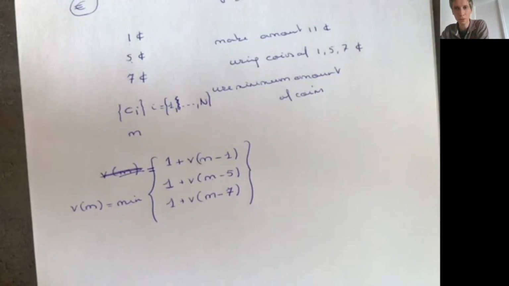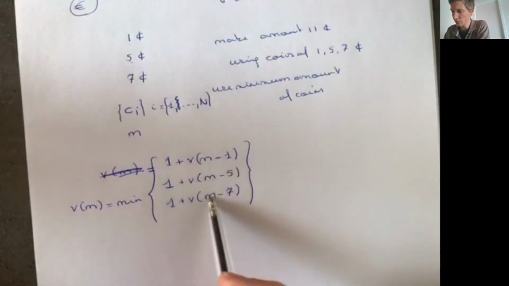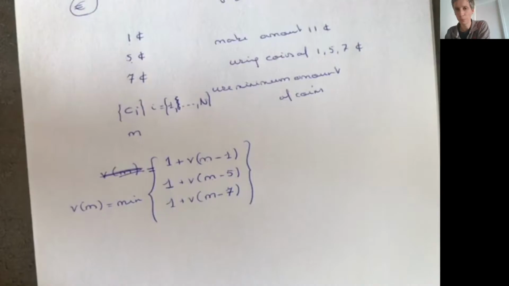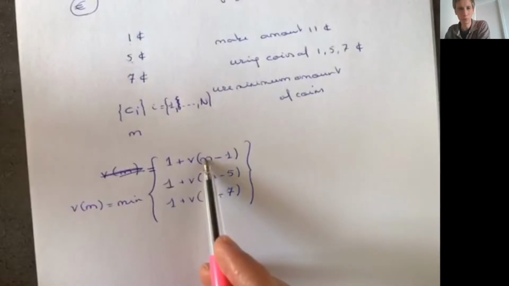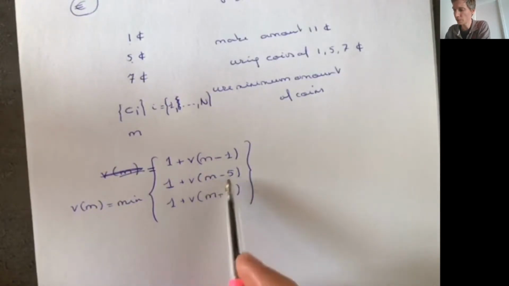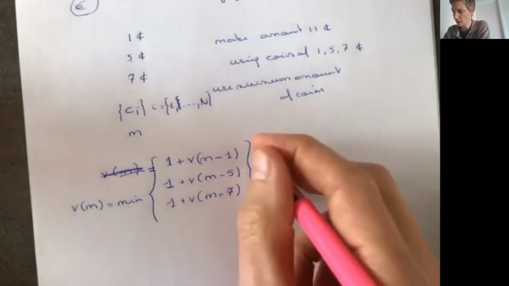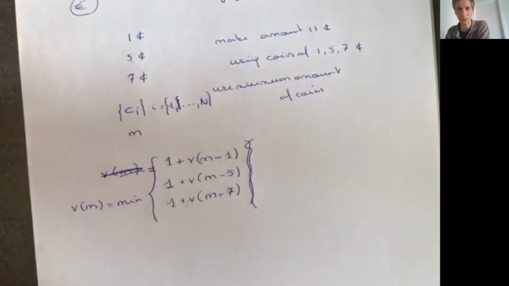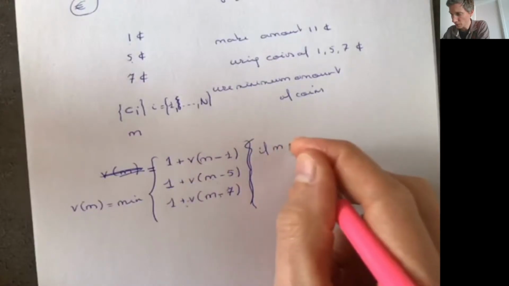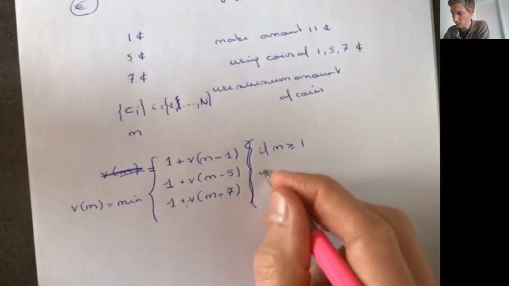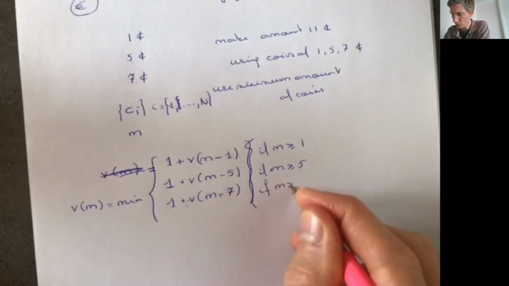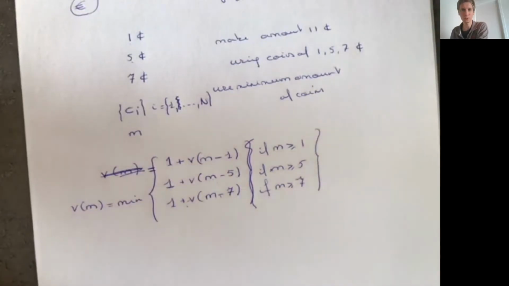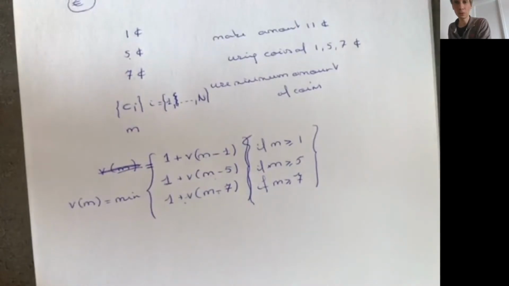There's one thing that you have to take care of, which is that M minus 1, M minus 5, and M minus 7 need to be well defined. So I only consider the first as an option if M is greater than or equal to 1, the second if M is greater than or equal to 5, and the third if M is greater than or equal to 7. So you have some conditions that need to be satisfied, but in general this is how the Bellman equation is going to look.